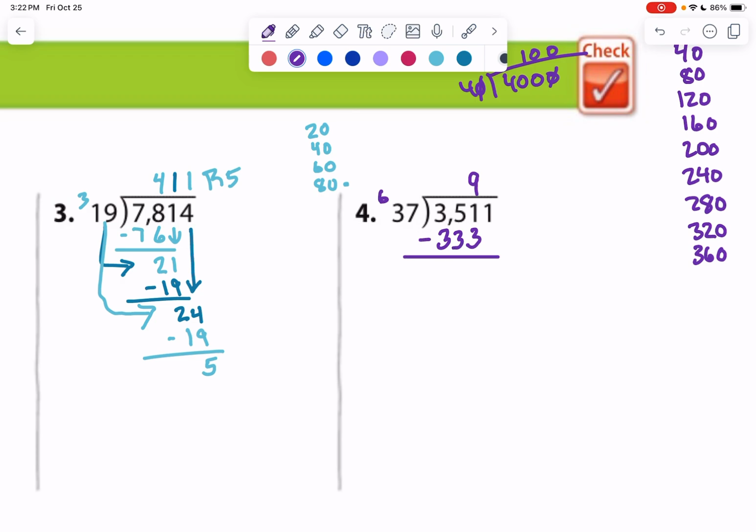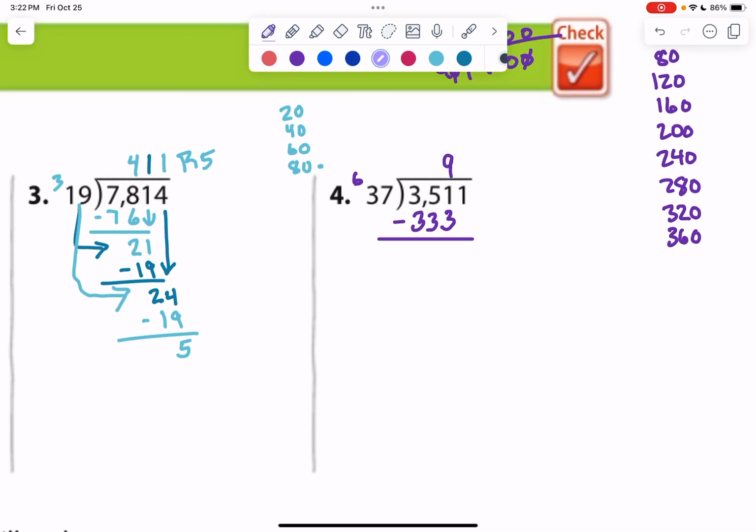Subtract. Okay. 1 take away 3. Nope. Got to borrow. Make this a 4. Make this an 11. 11 take away 3. 8. 8, 9, 10, 11. Yep. 4 take away 3 is 1. Now we'll bring down the 1. Okay. And we're thinking about how many groups of 37 can I make out of 181?